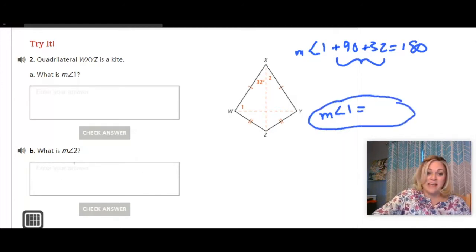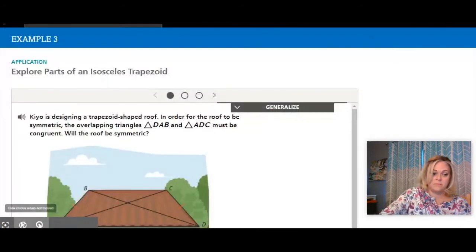And then it says find the measure of angle 2. Keep in mind, this triangle and this triangle, these are congruent triangles. What would angle 2 be? Take a second and think that out. Hopefully you can figure it out.